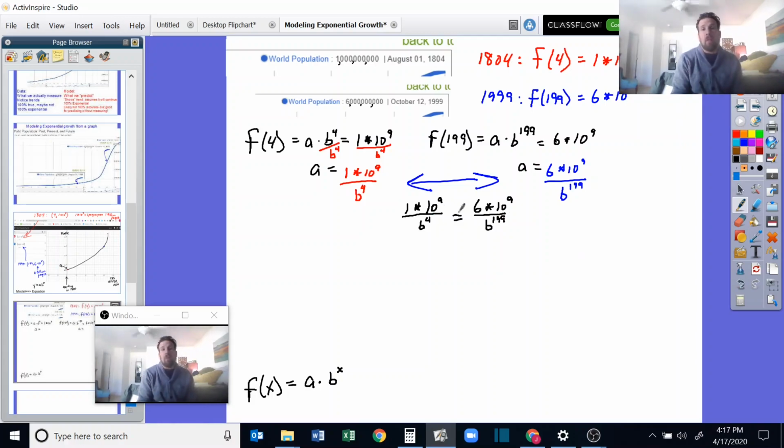Now, immediately I'm looking at this and I'm saying, well, look, I've got this 10 to the ninth on both sides. Why don't I divide both sides by that 10 to the ninth? That's just going to basically have the effect of canceling out these billions. I'm just basically simplifying my math here. Let me write what that looks like. So now I've got 1 over b to the fourth equals 6 over b to the 199.